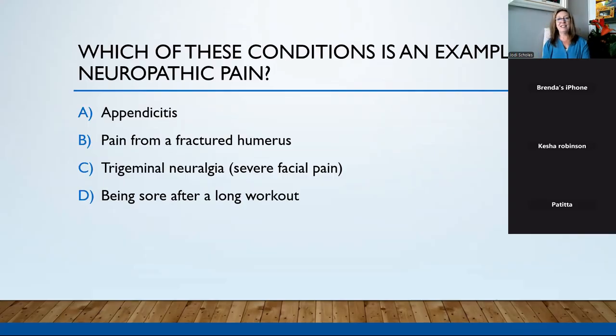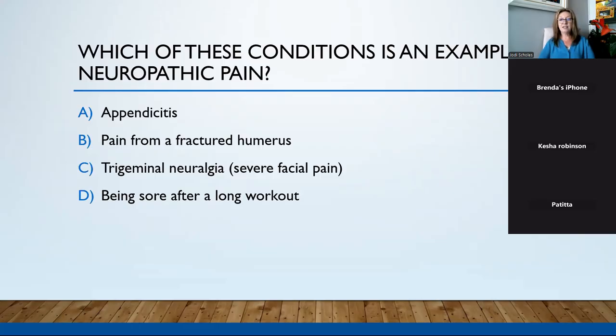Which of these conditions is an example of neuropathic pain? A, appendicitis. B, pain from a fractured humerus. C, trigeminal neuralgia, severe facial pain. D, being sore after a long workout.